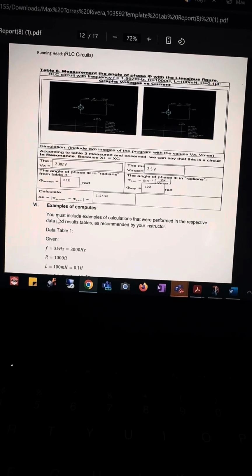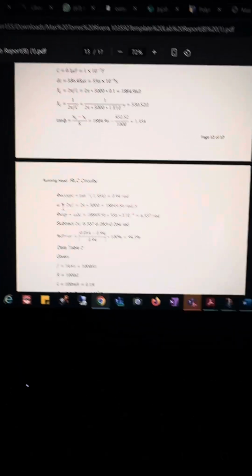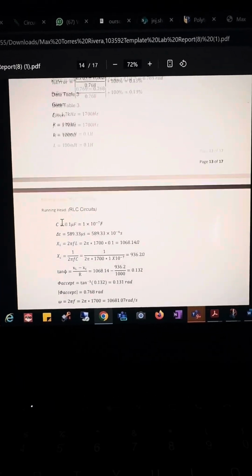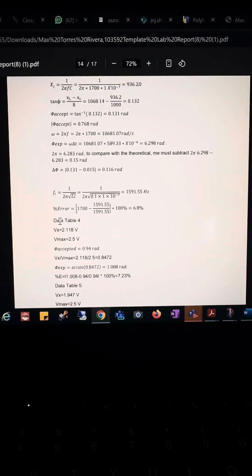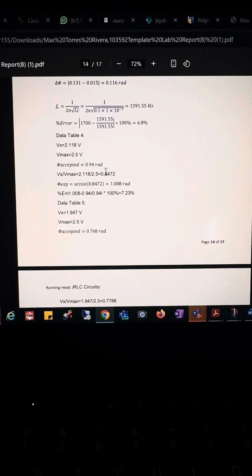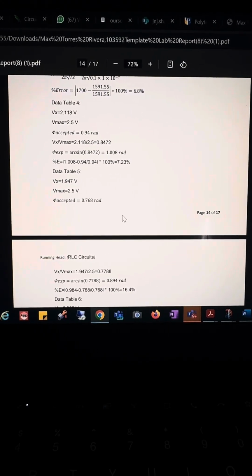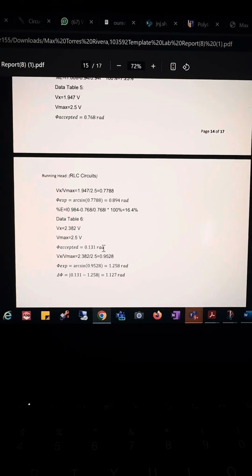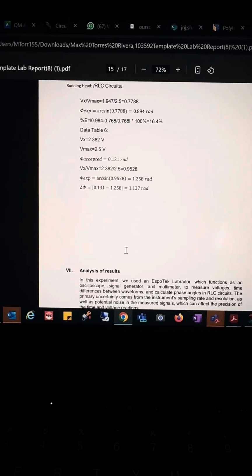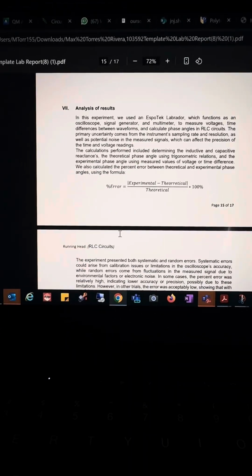These are the symbols of the computations. For data table 4, I put my given values, apply the formulas, and I'll get my accepted angle and the percentage error. And I do this for data table 4, data table 5, and data table 6.